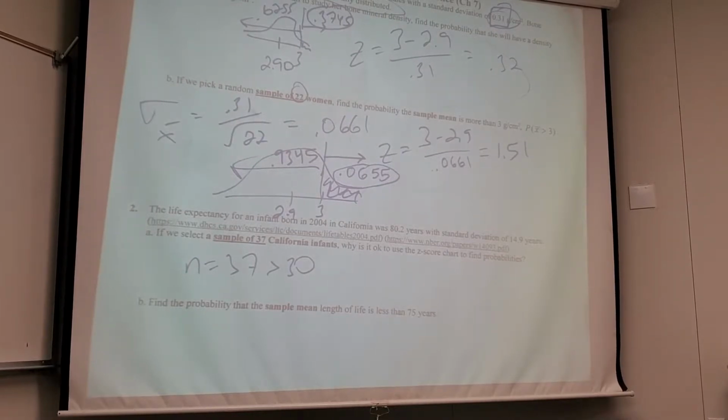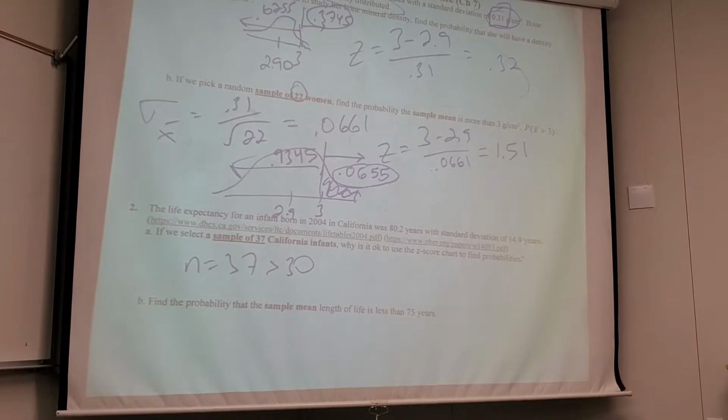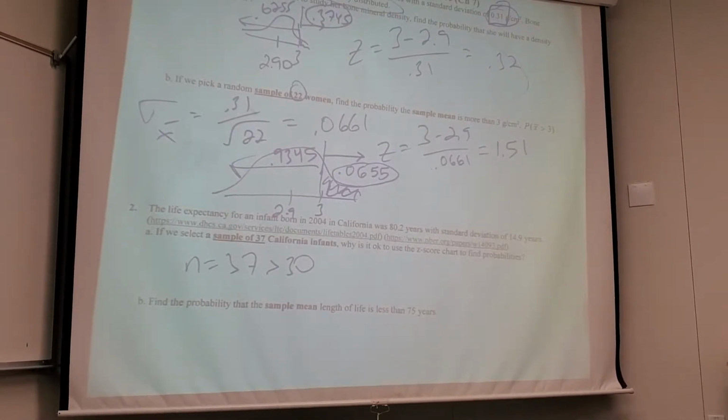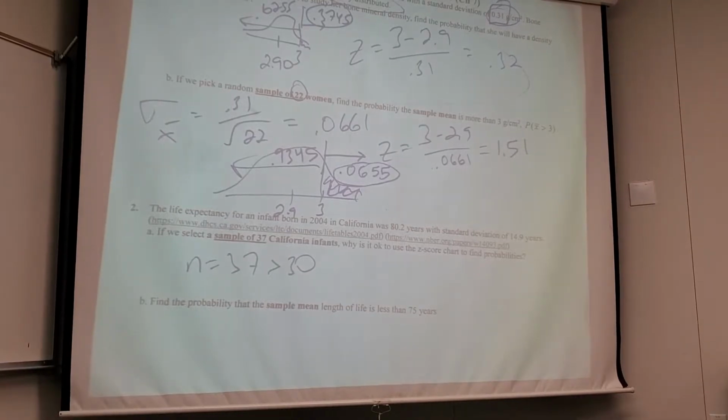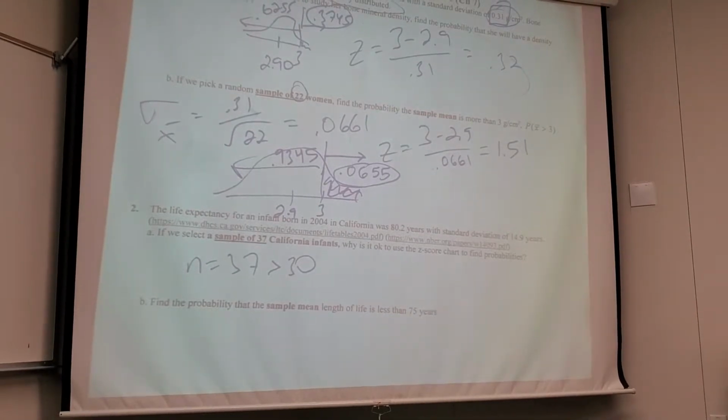Because I already told you it was normal. I don't need the sample size to save me. If I don't say it's normal, I can't do anything unless I took a sample bigger than 30. Then the means will become normal enough. But if I say it's normal, hey, I can use whatever sample size I want to. It's already normal.